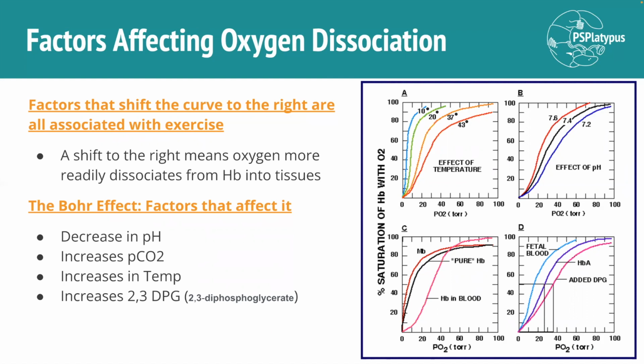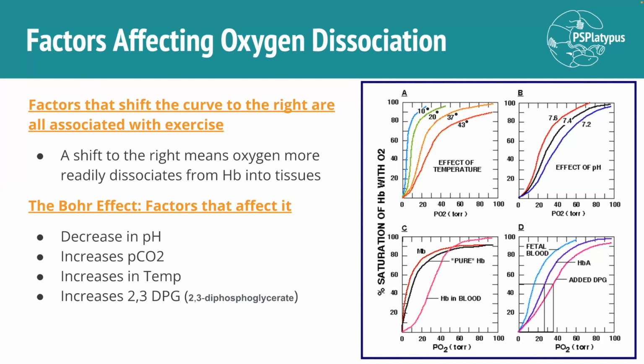The factors that affect it are known as the Bohr effect. These are as follows: a decrease in pH, an increase in our CO2, an increase in temperature, and an increase in 2,3-diphosphoglycerate, which is a byproduct produced in the process of glycolysis, if I'm correct, and that acts by binding to an allosteric site found on hemoglobin, causing more oxygen to dissociate from hemoglobin.